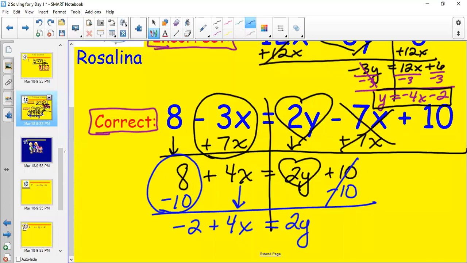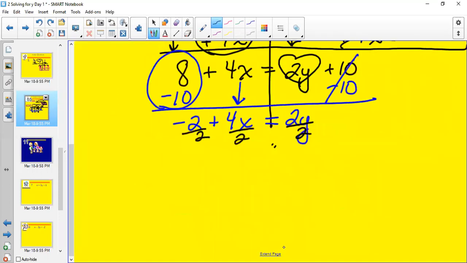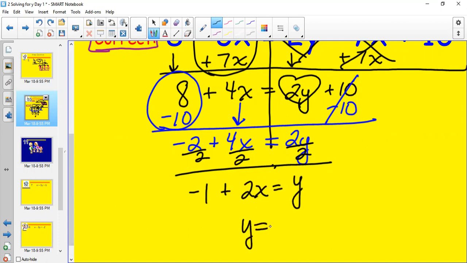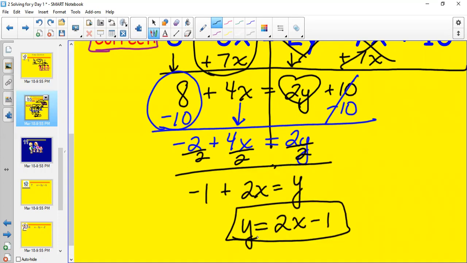Last step here. Sorry, I accidentally hit the share button. We're going to divide by this coefficient. So I'm going to divide everything by 2. And when I do that, negative 2 divided by 2 is negative 1. 4 divided by 2 is 2, so that's 2 x's. And I'm just going to reorder it to put the y on the other side. So y equals 2x, and subtracting 1 is usually how you will see it written.